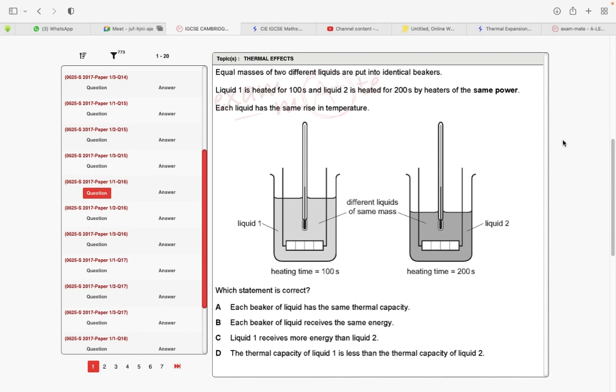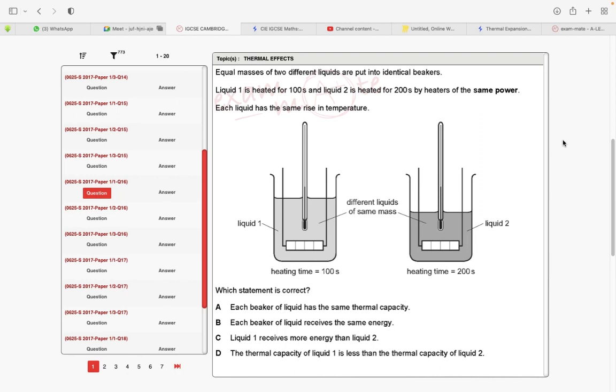Okay, the question says equal masses of two different liquids are put into identical beakers. Liquid 1 is heated for 100 seconds and liquid 2 is heated for 200 seconds by heaters of the same power. Each liquid has the same rise in temperature.